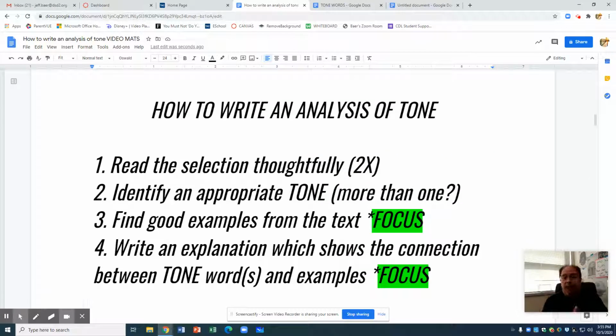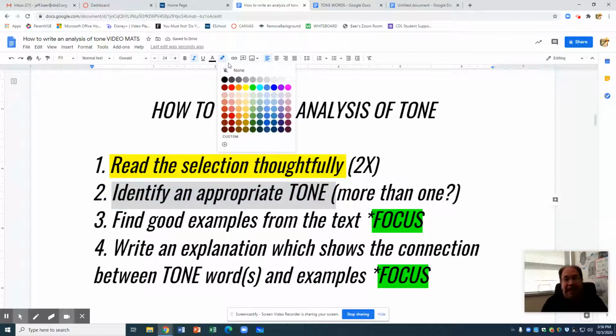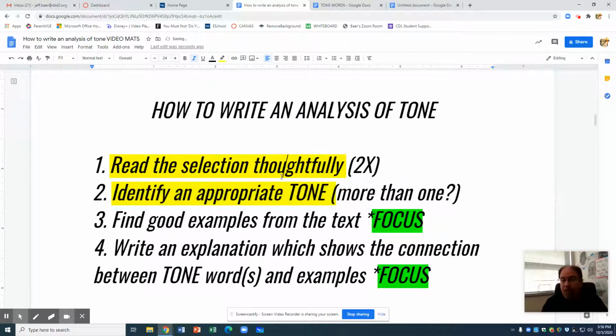Okay, so if we return to our little task list here, we can see that we have done the first task. We have read the selection thoughtfully, and we've got a couple of good candidates for our appropriate tone word. So we're good to go. We're halfway there. So our next step is to find some good examples from the text. So let's take a look back in the poem.